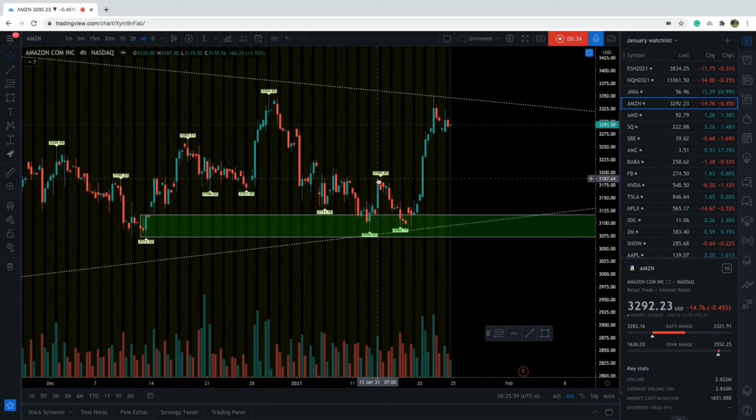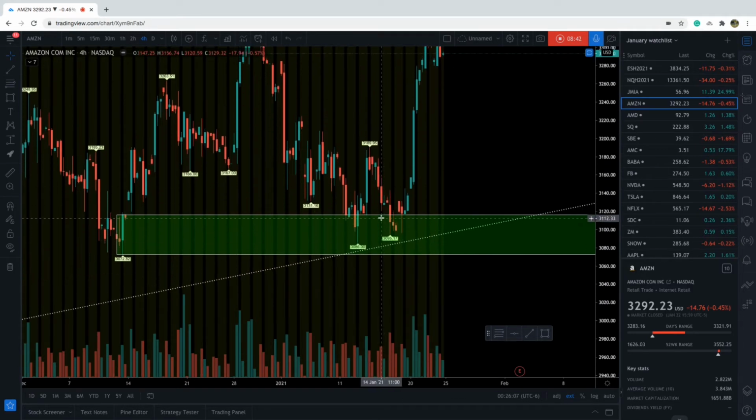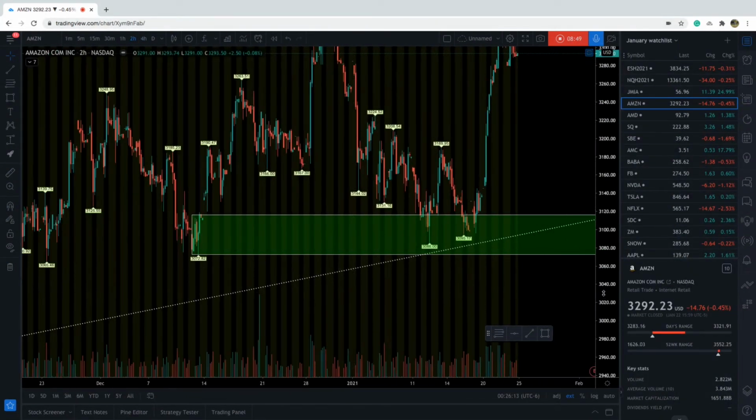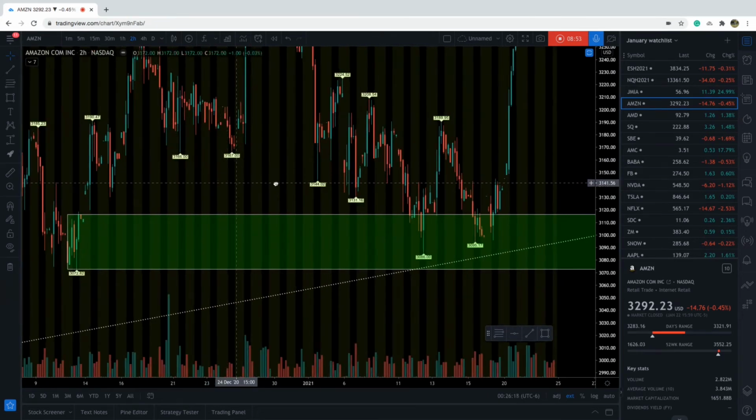It wasn't strong enough this time, so we came back for a retest. And that time did the trick. However, this is not too precise, as you can see. The zone starts at 3117 and we dipped all the way to 3086. So what I want to do next is go to a smaller time frame, the 2 hour. And this is where we're able to get precise.